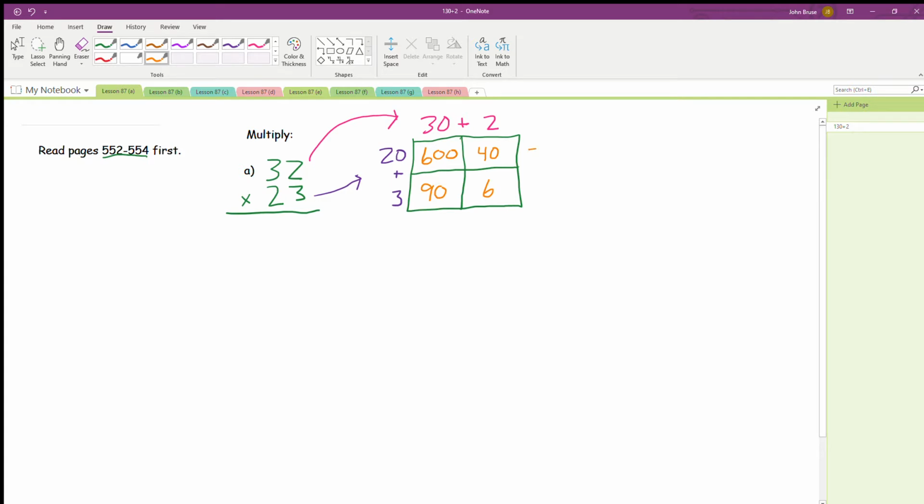And then we're going to add the boxes up. So I'm going to add horizontally first. 600 plus 40 is 640. And 90 plus 6 is 96. And I lined these up so that I can then add those two sums together. So 640 plus 96 is going to be, let's see, 9 tens plus 4 tens is 13 tens. I'll put my 3 tens there, and I'll carry 10 of the tens to the hundreds, and that gives me 700. So my answer is 736. Okay, so that's called the area model.